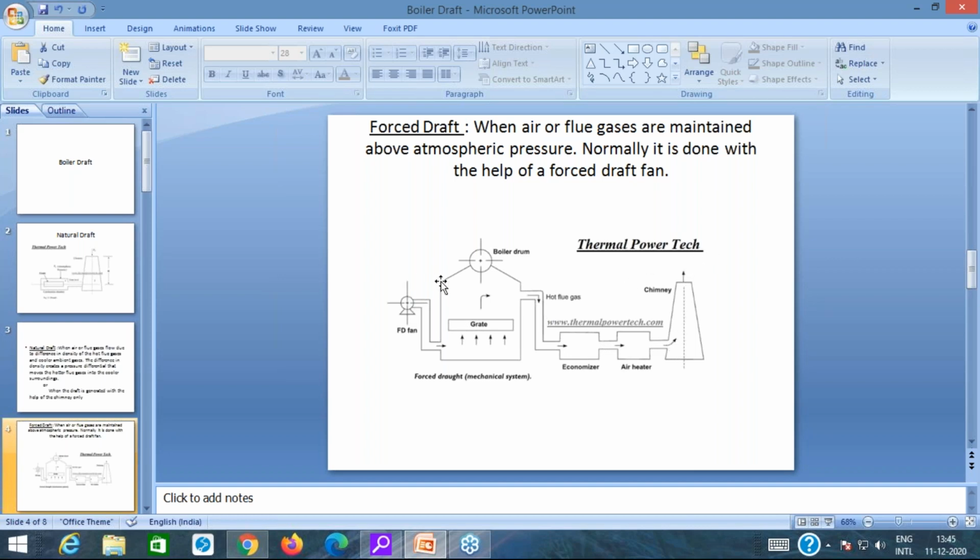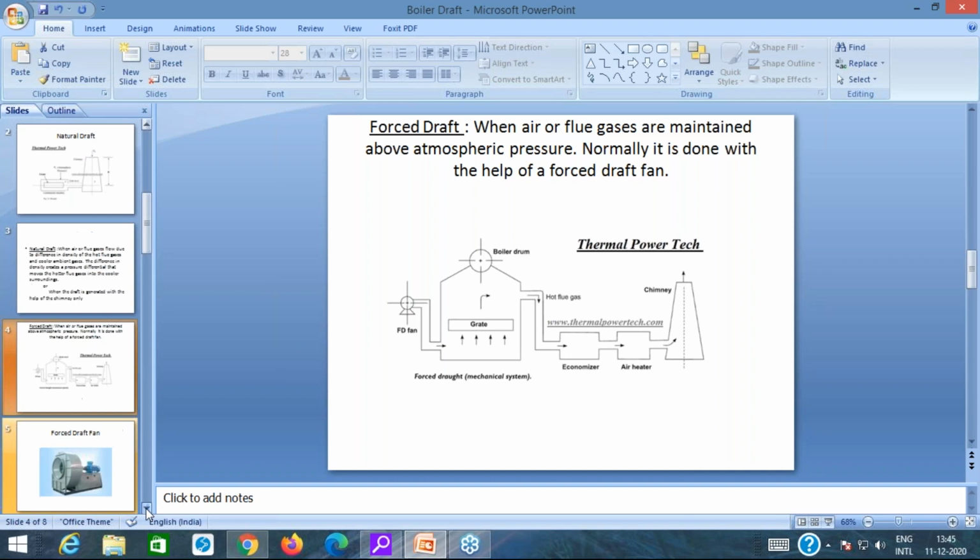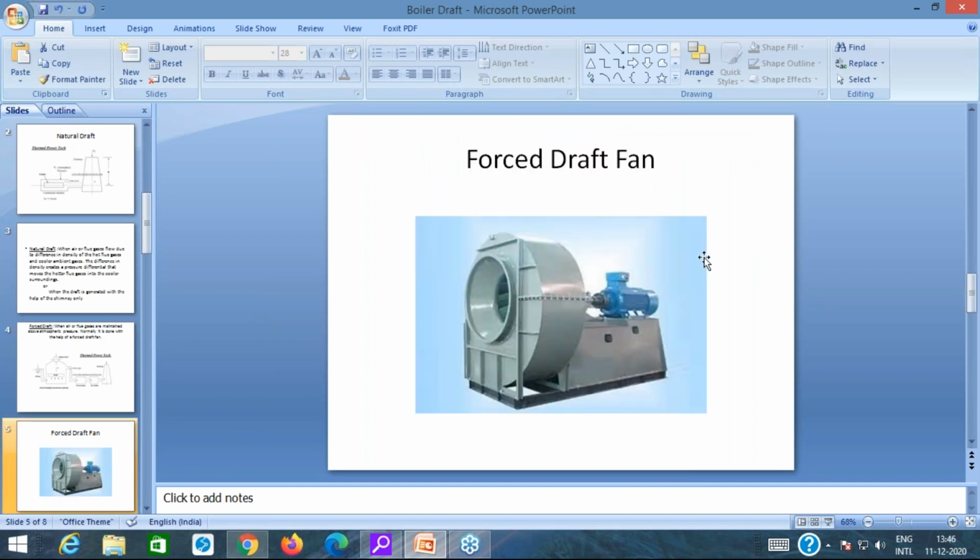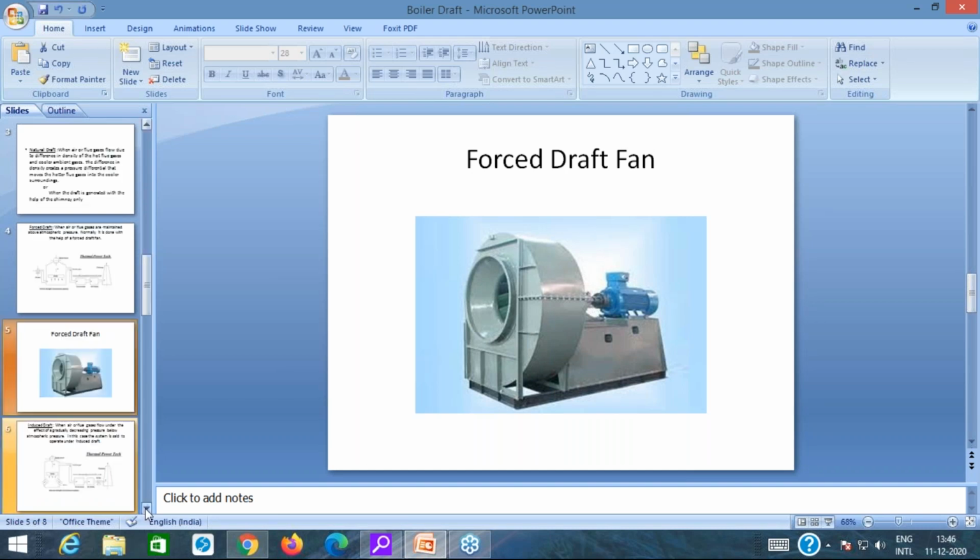So this is called a forced draft arrangement, and in industries you'll find a different arrangement called the induced draft also. Let me show the induced draft figure. So this is a fan, which is called the FD fan. When you visit the boiler, you will understand that huge fans are in place to force the air into the combustion chamber and to throw out the flue gases from the chimney.